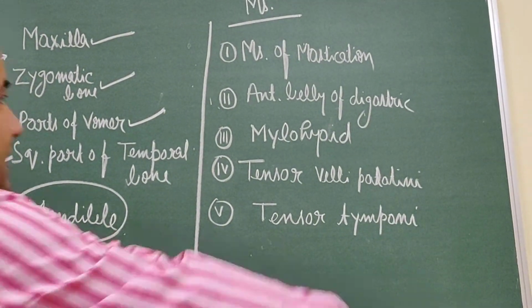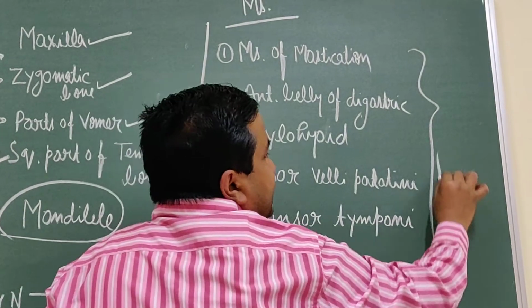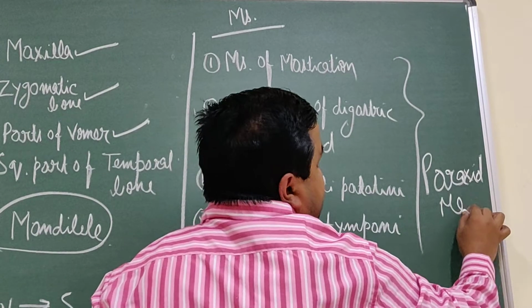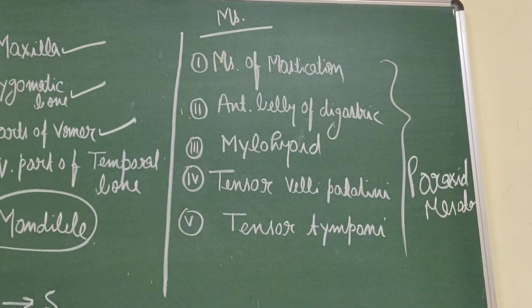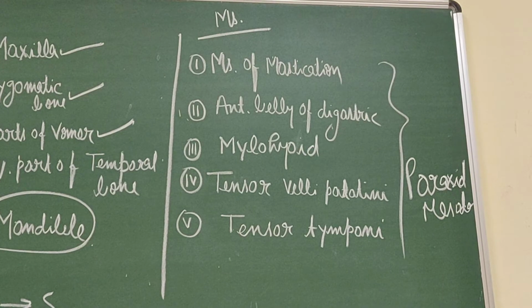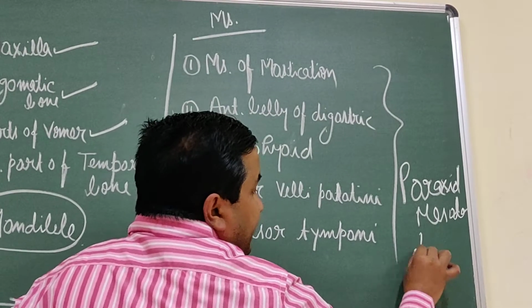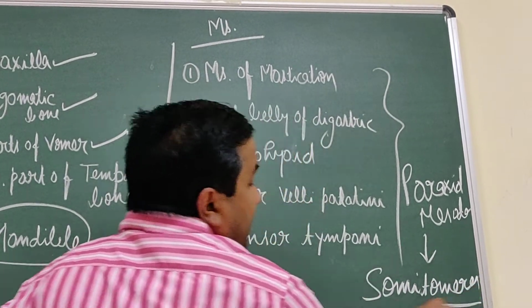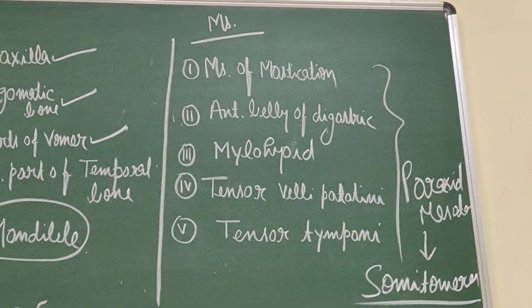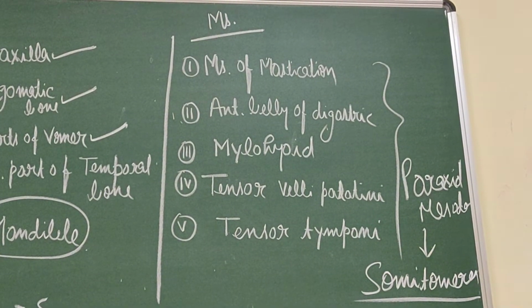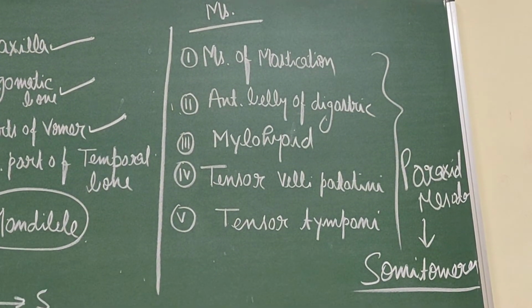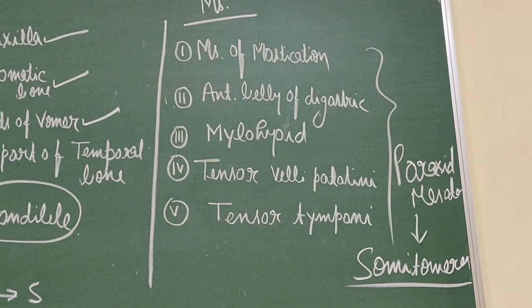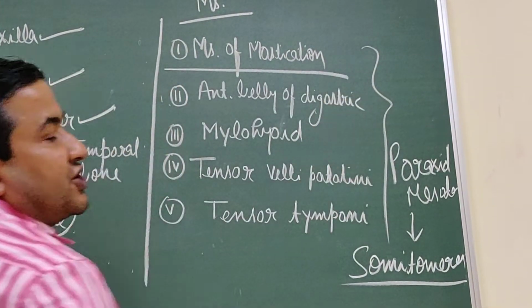And these muscles are derived from paraxial mesoderm. If you specify which part of the paraxial mesoderm, it is the somitomeres, the unsegmented part, somitomeres and the somites. It is also known as the pre-otic somites. They form the muscles of the first arch, and these are the muscles of mastication.